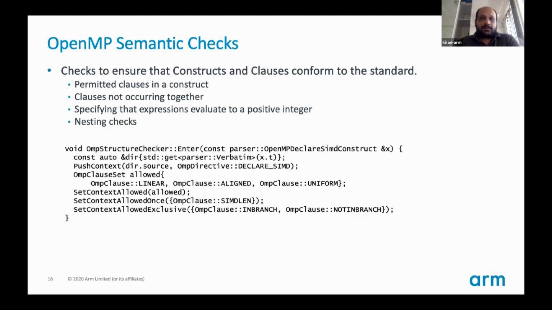There are a whole lot of semantic checks that have to be done. In this slide, a small example is shown for the OpenMP declare simd construct. So you can see that it says which are the clauses that are allowed, which are the clauses that are only allowed once, and which are the clauses which cannot occur together. In this case, inbranch and notinbranch cannot occur together. So these are some of the constraints of the OpenMP declare simd construct. So the code is written in a high-level way so that it's easy to understand.